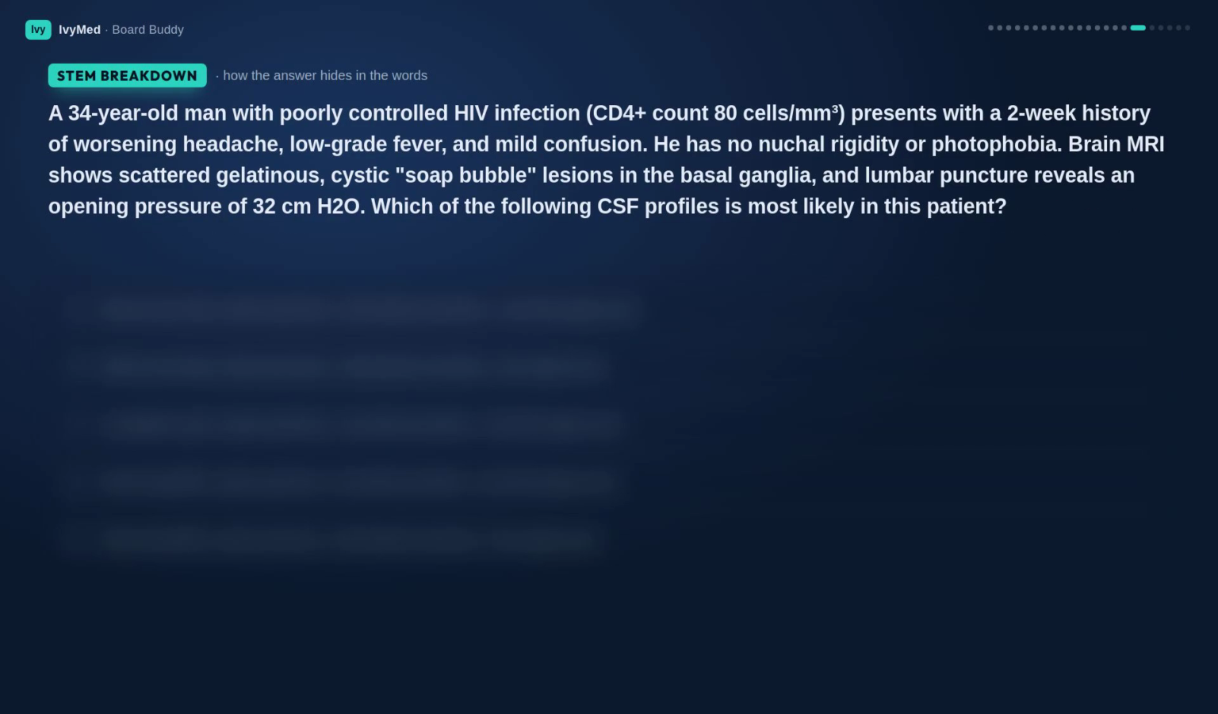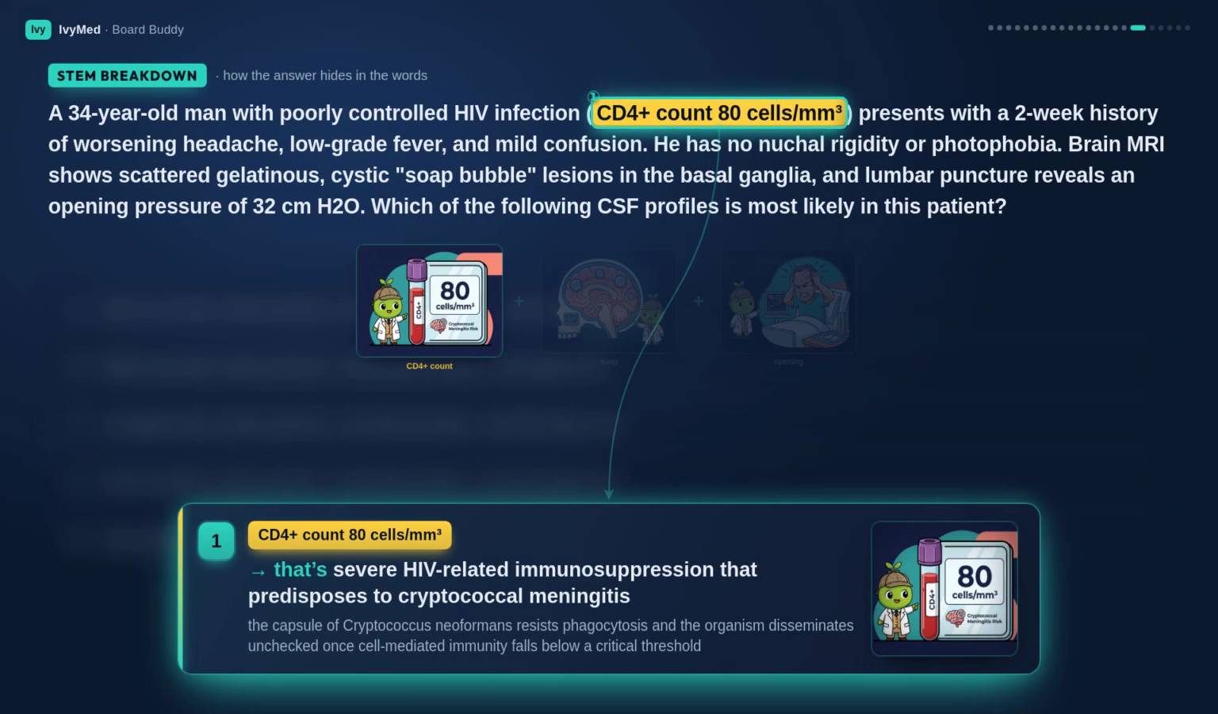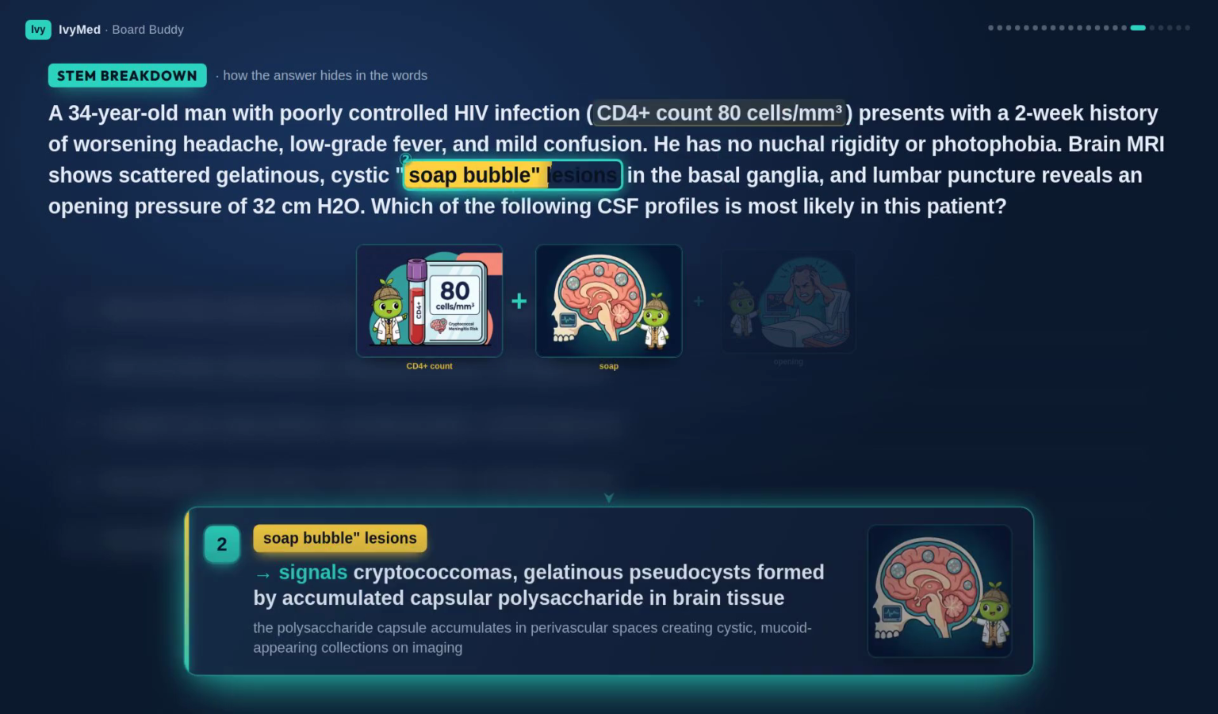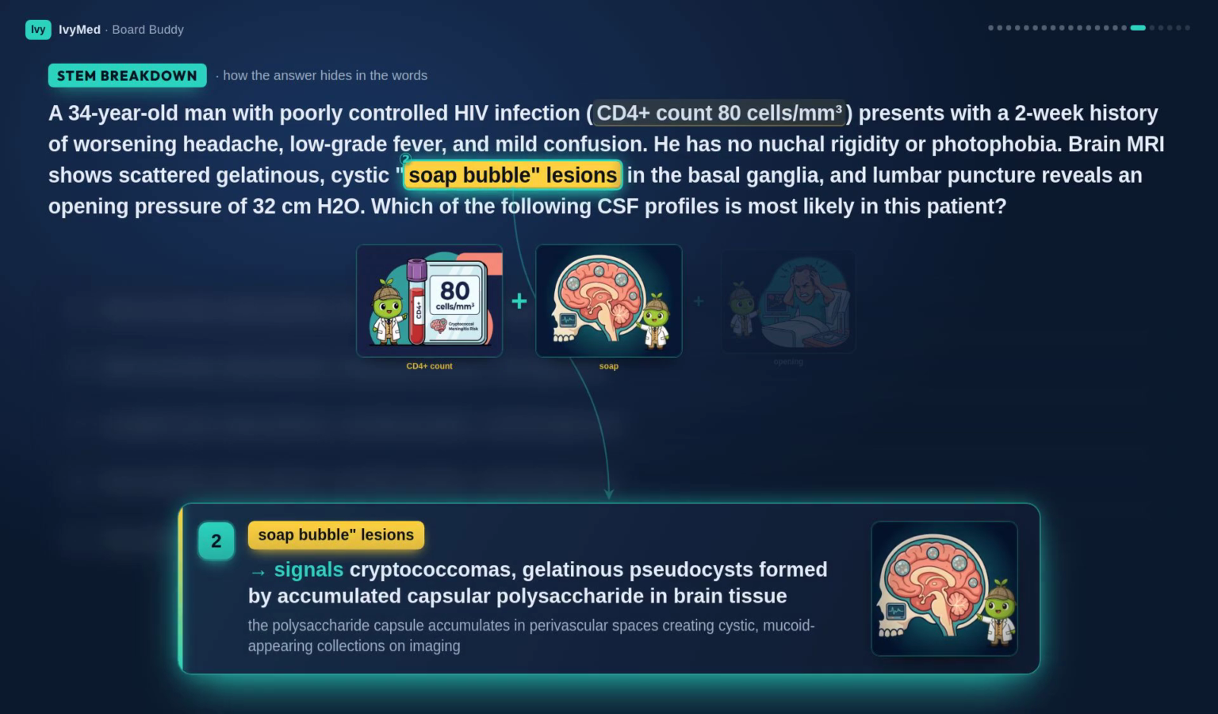Let's walk the stem. CD4 positive count 80 cells per microliter. This means severe HIV-related immunosuppression that predisposes to cryptococcal meningitis, because the capsule of Cryptococcus neoformans resists phagocytosis and the organism disseminates unchecked once cell-mediated immunity falls below a critical threshold. Soap bubble lesions. Here, this is cryptococcomas, gelatinous pseudocysts formed by accumulated capsular polysaccharide in brain tissue, because the polysaccharide capsule accumulates in perivascular spaces, creating cystic, mucoid-appearing collections on imaging.